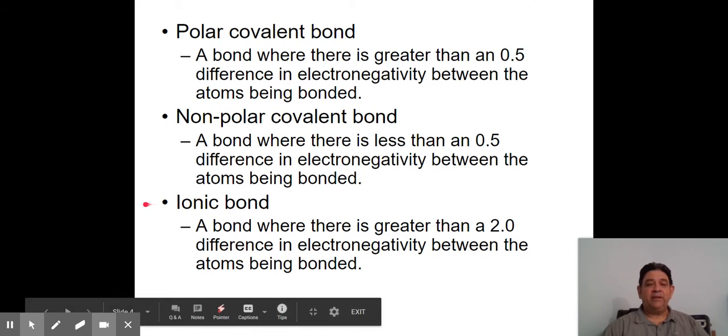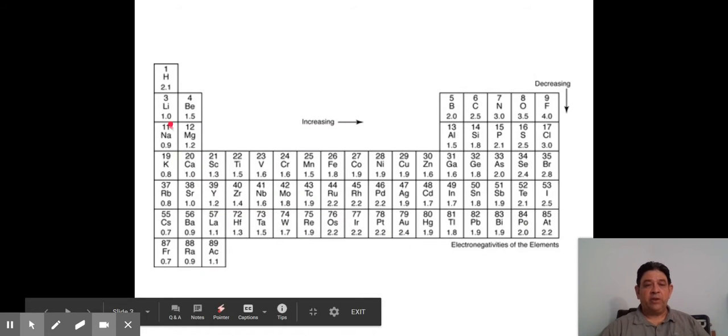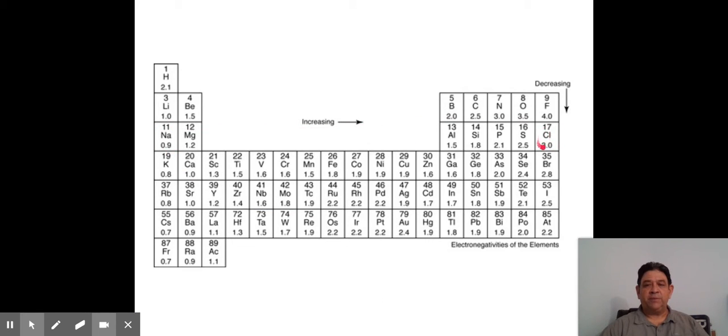The last one is the ionic bond. We've already seen it before, but what makes a bond ionic? Well, this is a bond where the difference in electronegativity is greater than 2.0. If you look back here at sodium chloride, sodium is 0.9, chlorine is 3.0. The difference between 3.0 and 0.9 is 2.1. That means chlorine is so much stronger than sodium. It pulls the electron off and takes it as its own. So now you get a chloride ion.